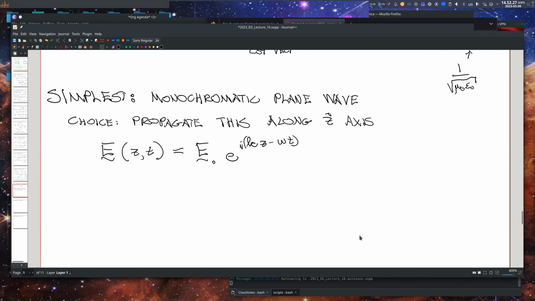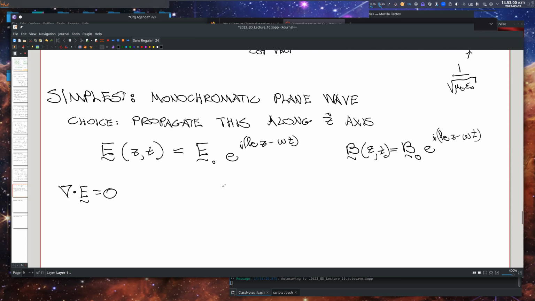So what do we need to impose? Actually, let's also say that my B has the same kind of form, a function of z and t. This is B0 e to the i(kz minus omega t). Okay, so what do we have to fulfill? We have to fulfill Maxwell's equations. So first of all, I need the divergence of E to be equal to 0. So what is the divergence of E?